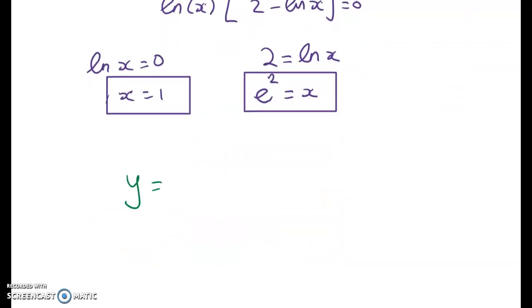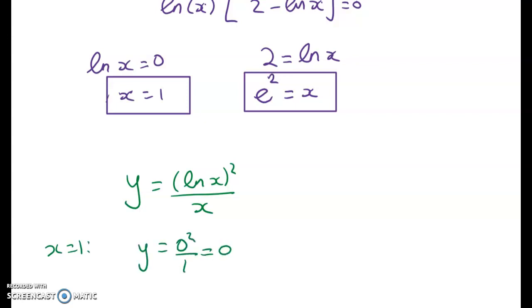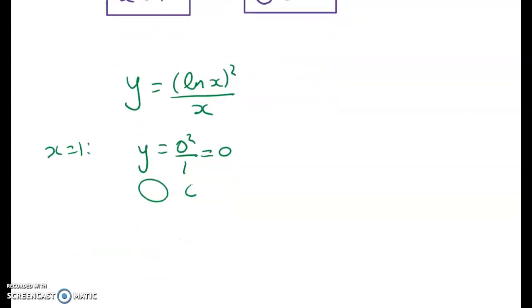So y is equal to the natural log of x squared divided by x. So when x equals 1, y is equal to 0 squared on 1, which is 0. So the first stationary point has coordinates 1, 0.